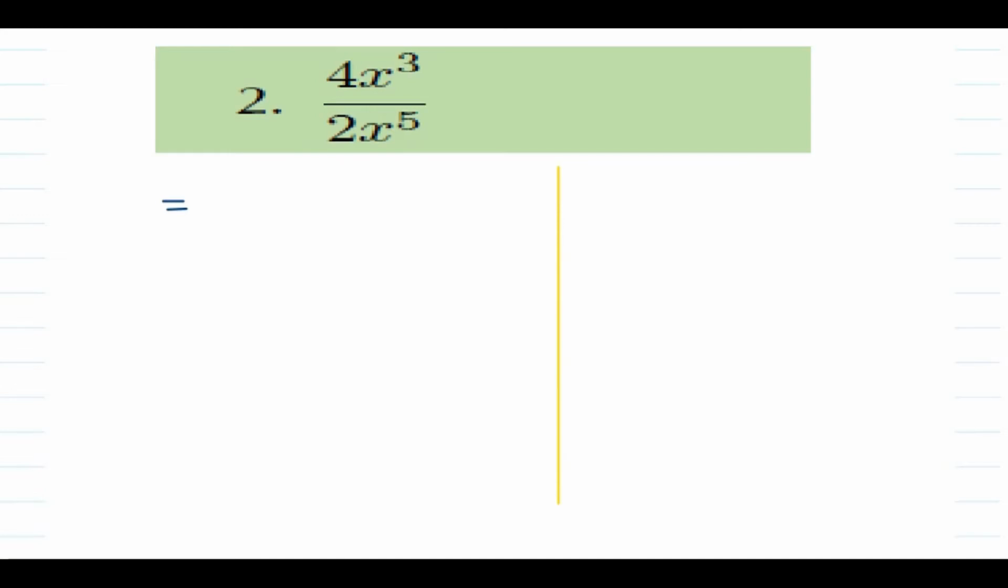Okay, so the 4 can be written as a 2 multiplied by the 2, right? And the x cubed can be written as x times x times x, right? Okay, all over. Okay, we can rewrite that 2 at the bottom, right? And then x to the power of 5 can be written as x times x times x. So we're going to write out our x 5 times.